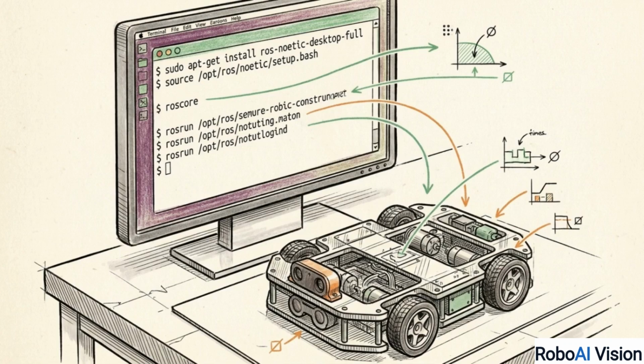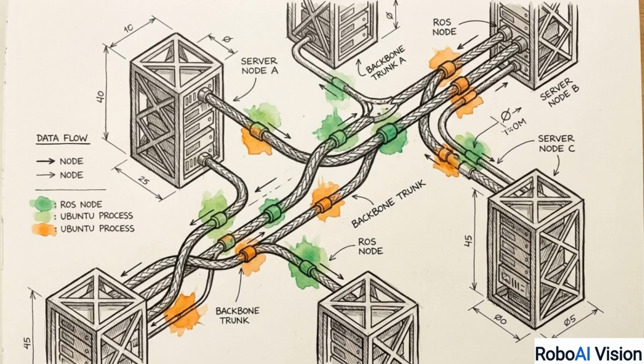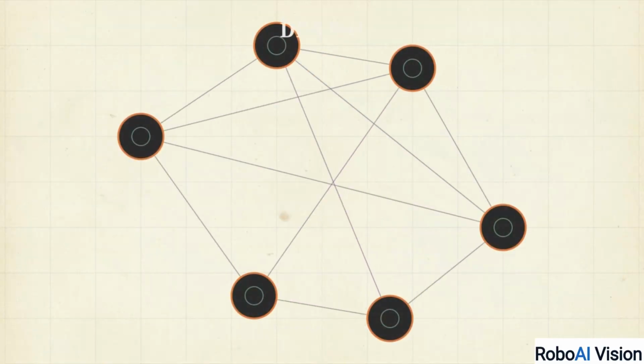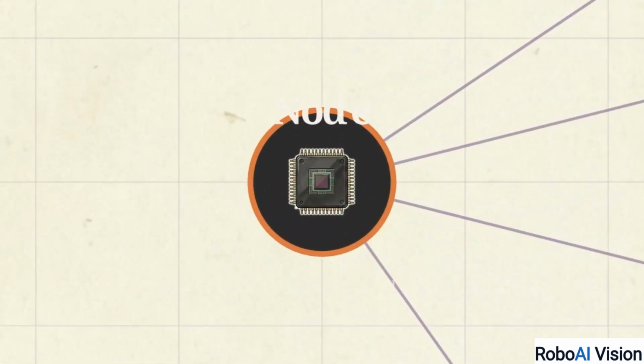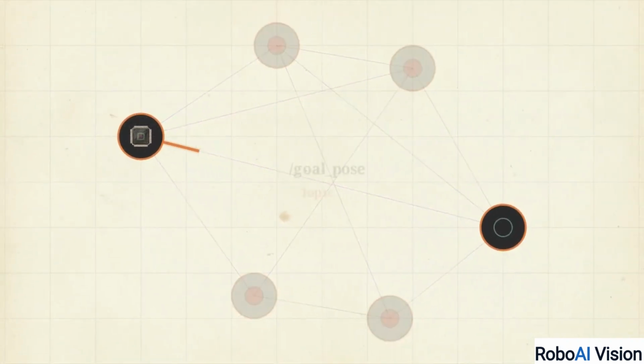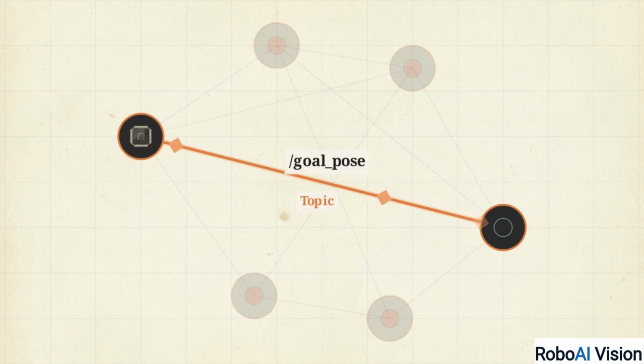Rather than a traditional operating system, ROS2 is a communication middleware, the pipes that allow different software programs to talk to each other. It uses DDS, a decentralized protocol where components connect directly over the network. The smallest unit is a node, an independently running process handling one specific responsibility. Nodes communicate by sending messages directly to each other through a named data channel called a topic.